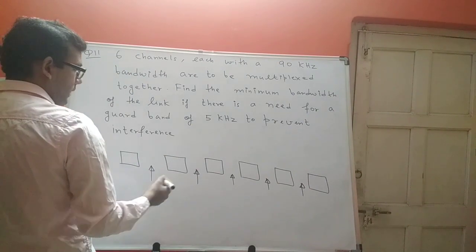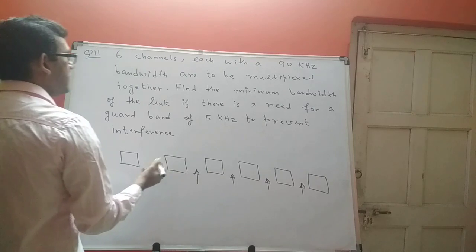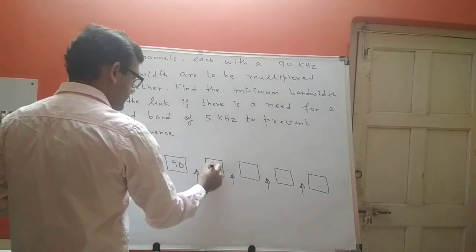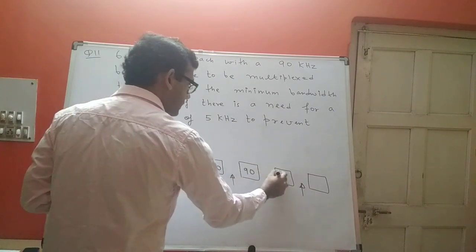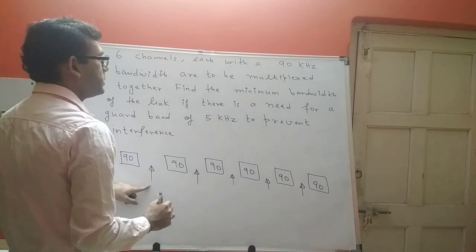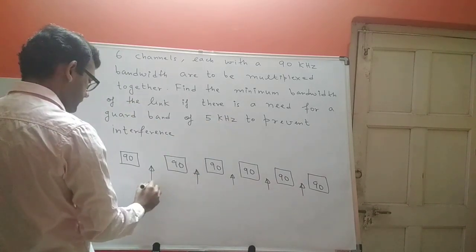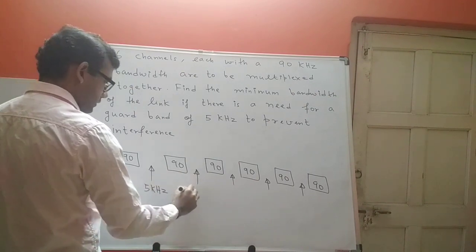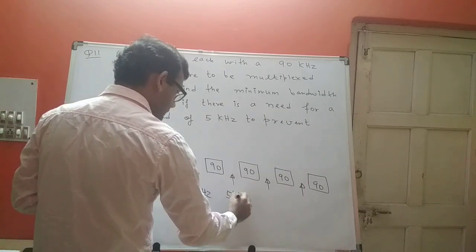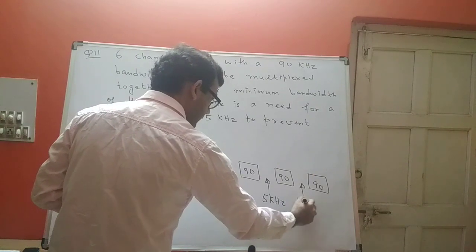And now, as you can see, for 6 channels, each having a bandwidth of 90 kilohertz, how many guard bands do I need? Each guard band, as you can see here, is, I think, 5 kilohertz, right? Yeah, the guard band frequency is 5 kilohertz. So this is also 5 kilohertz. This is 5 kilohertz. So is this. And so is this guard band.